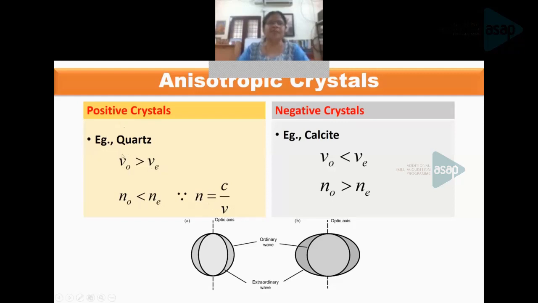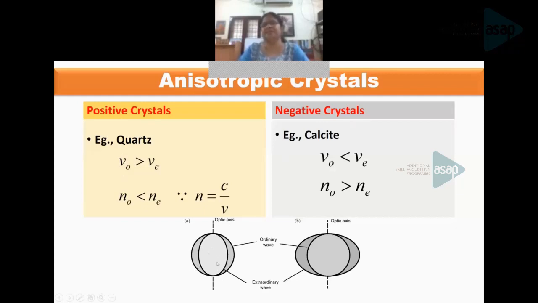Now, ordinary ray means it obeys Snell's law and it travels with the same velocity in different directions. So, such waves can be represented using a spherical wavefront. And the extraordinary ray has different velocities in different directions. So, we can express it with an elliptical wavefront. In the case of positive crystal, the ordinary ray travels faster. So, the spherical wavefront moves faster than the elliptical wavefront. Therefore, this is the structure for that.